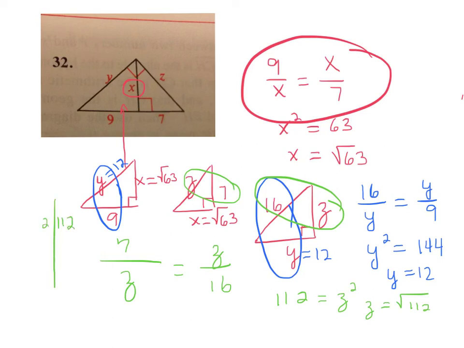112 divided by 2 is 56, and then 56 divided by 2 is 28, divided by 2 is 14, divided by 2 is 7, and 7 divided by 7 is 1. And for every pair, one comes out. So I have that z equals 4, because I multiply 2 times 2, and the 7 stays inside the square root of 7.